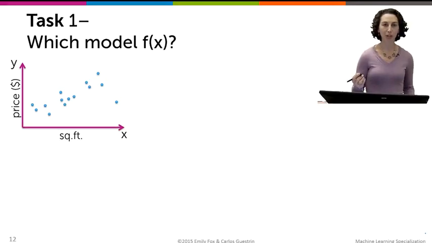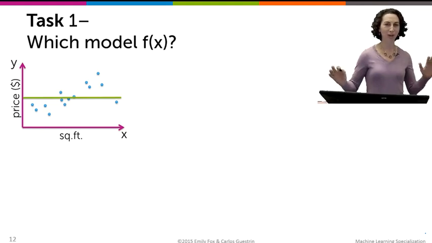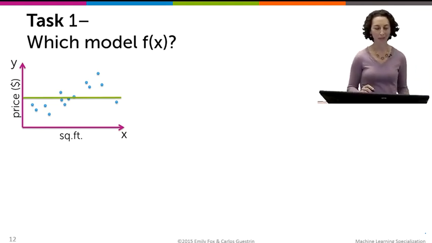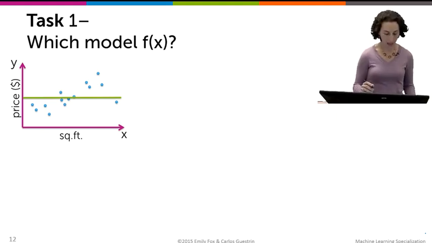Okay, so the first regression task that we have is we have to figure out what model we are going to use. Are we going to assume that there's just a constant relationship between square footage and price? That means regardless of the size of the house, we're expecting every house to sell for the same amount. Well, that's probably not a great model.